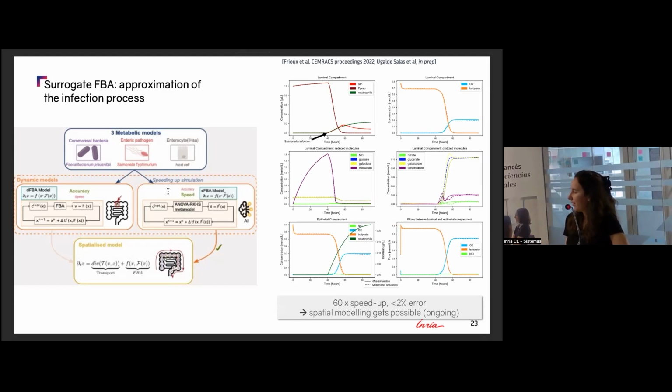We have less than 2% error. But the good thing is that we have a 60 times speed up. And that is really useful because what we want to do is study this mechanism at a spatial scale. So we would need even more optimizations to be solved because we use not only time, but also space. And that is the work that is ongoing.